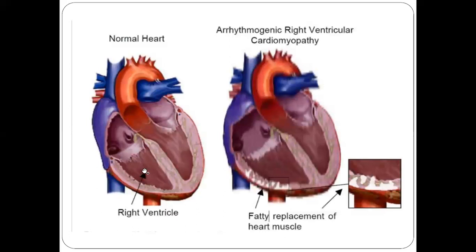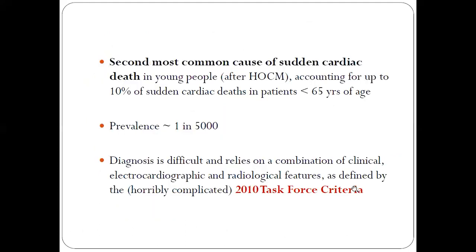As you can see here, this is a normal right ventricle with myocardium, and you can see that there is fatty replacement of this heart muscle. Fat has replaced this heart muscle here. It is the second most common cause of sudden cardiac death in young people after HOCM. Hypertrophic obstructive cardiomyopathy is the most common cause, followed by arrhythmogenic right ventricular cardiomyopathy as the second cause. The prevalence is 1 in 500.